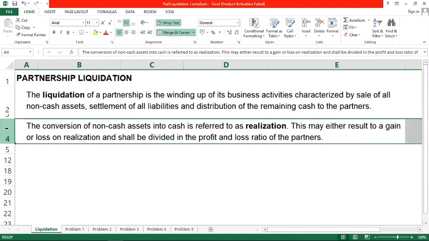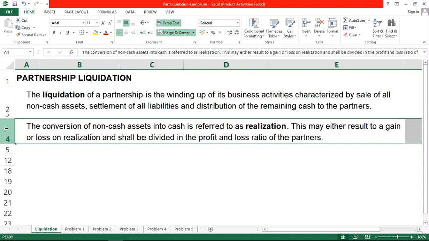So, simply stated, when we sell our non-cash assets, any cash that we are going to receive from that sale is what we refer to as realization. Or the conversion, the process of selling non-cash to cash, is realization. So there could be a gain or a loss that will be realized as a result of that conversion, and any gain or loss again is to be divided by the partners in their profit and loss ratio.